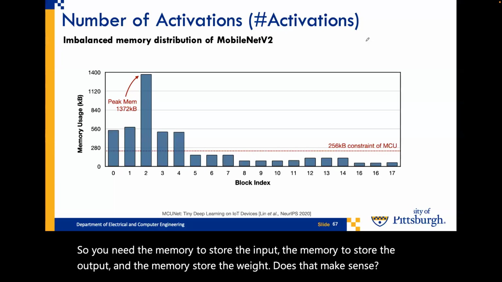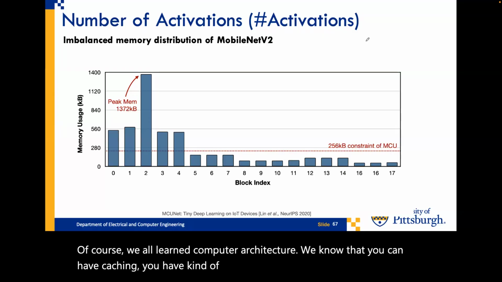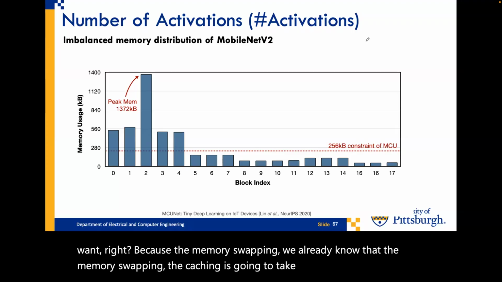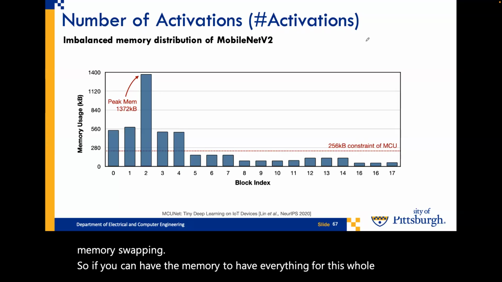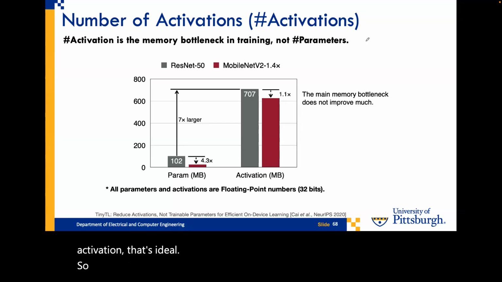Of course, we all learned computer architecture, so we know that you can have caching and memory swapping, but that's not what we want, right? Because we already know that memory swapping and caching take extra time. So if you can have the memory to hold everything for this whole layer of activation, that's ideal. So the activation is the memory bottleneck in training, not the parameters.